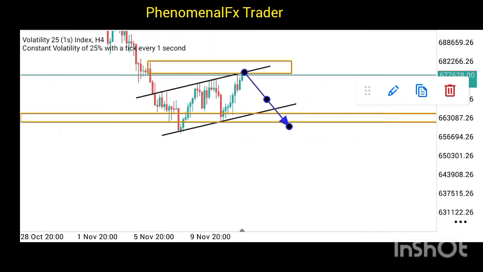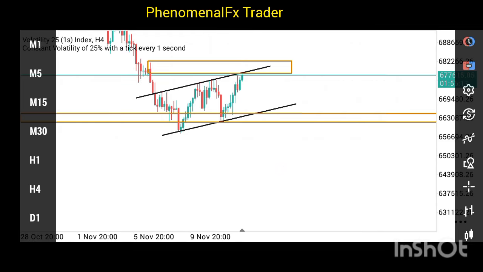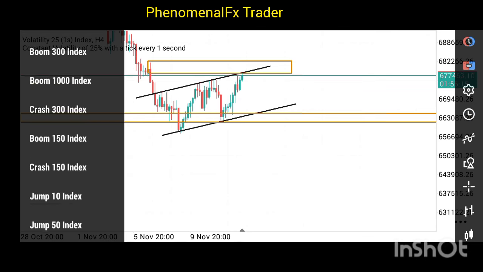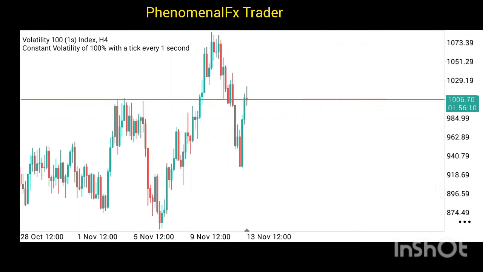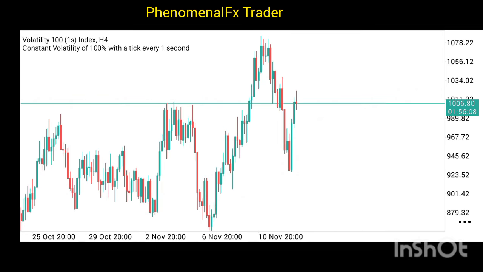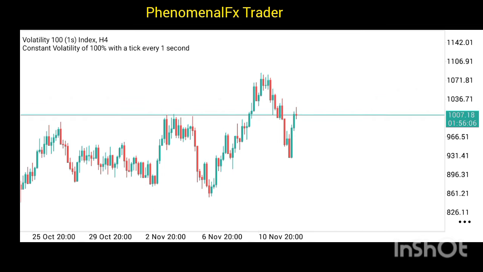All right, so let's go to a different pair now. Quickly go to a different pair. Let me pick one other random pair. Okay, this is volatility 101s. On volatility 101s, what do we have now?